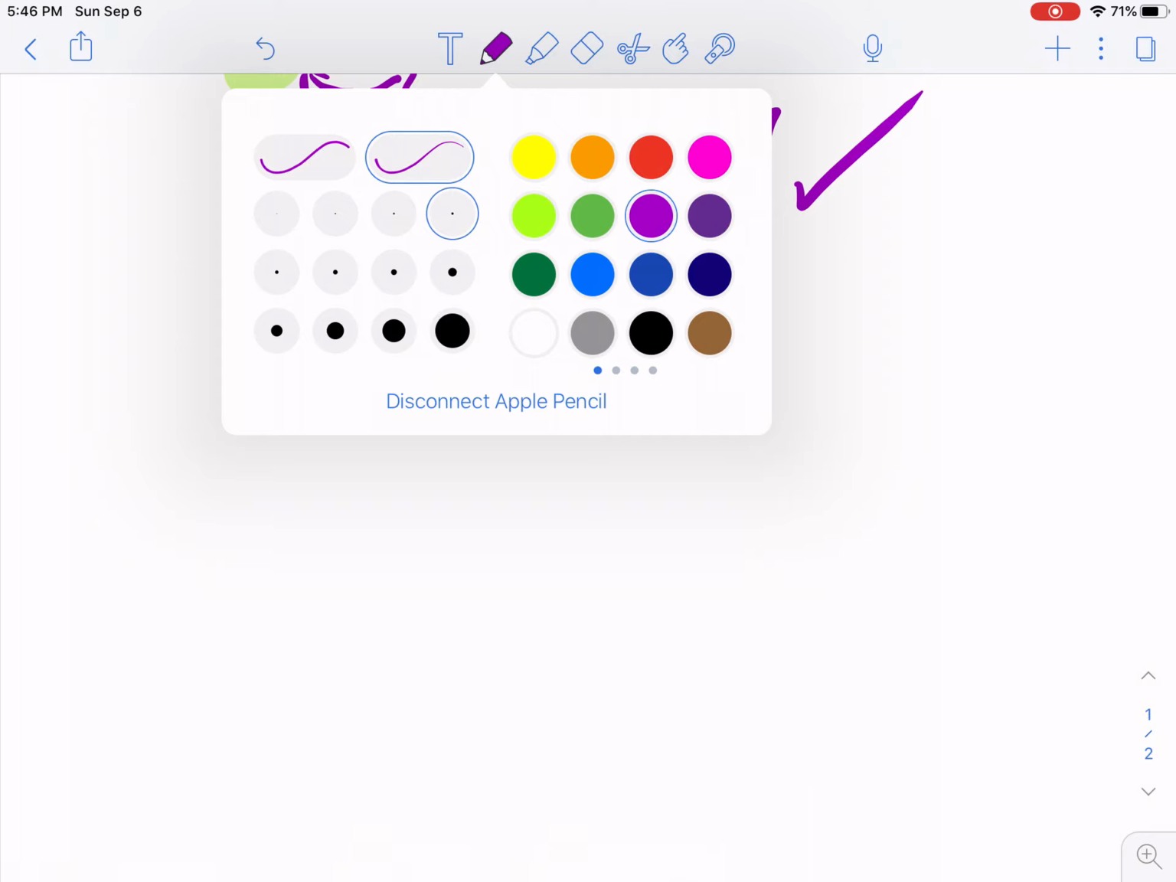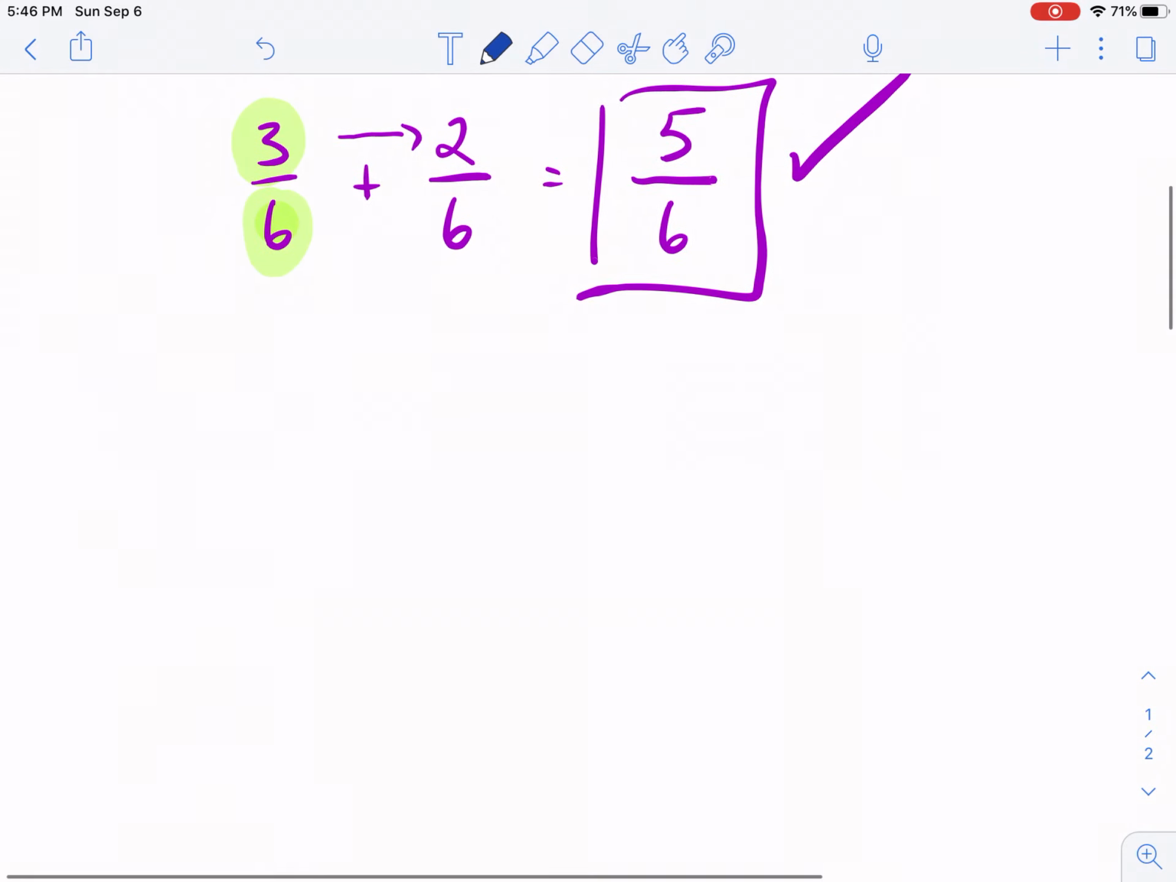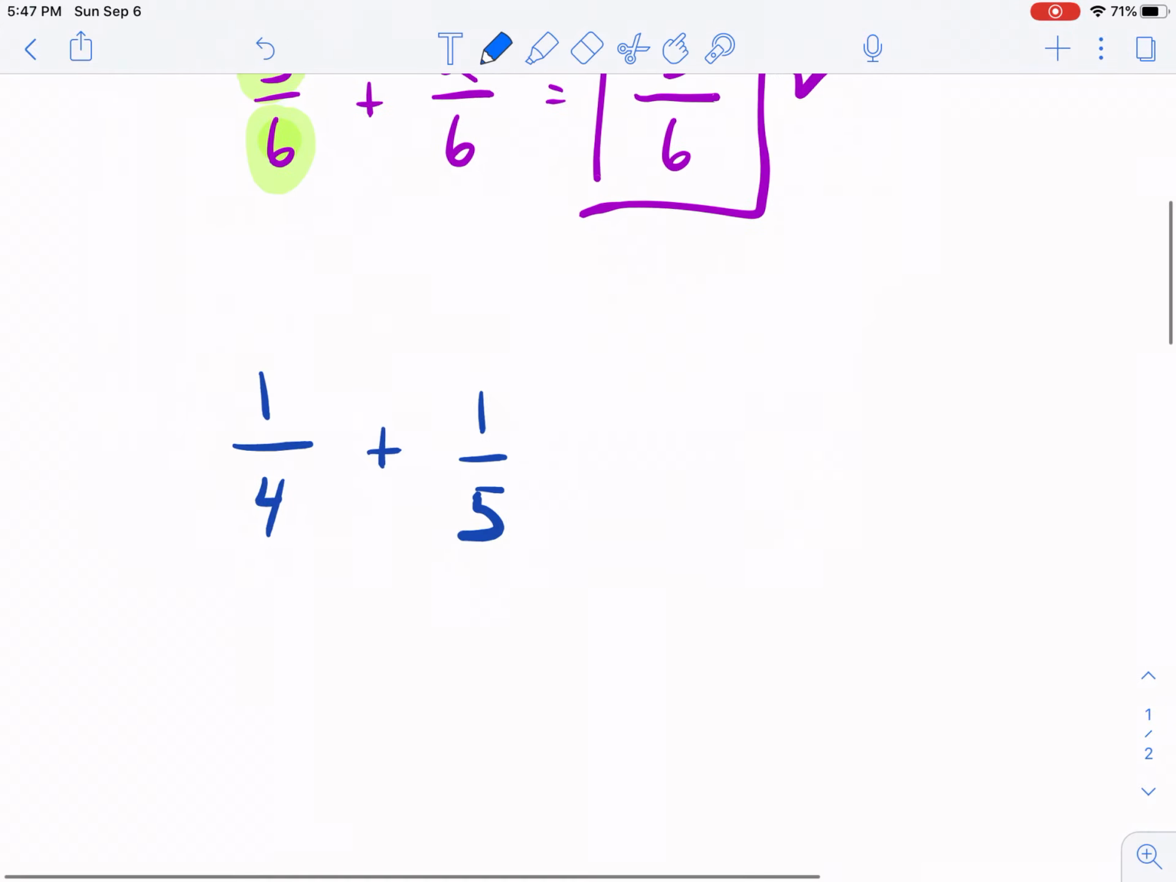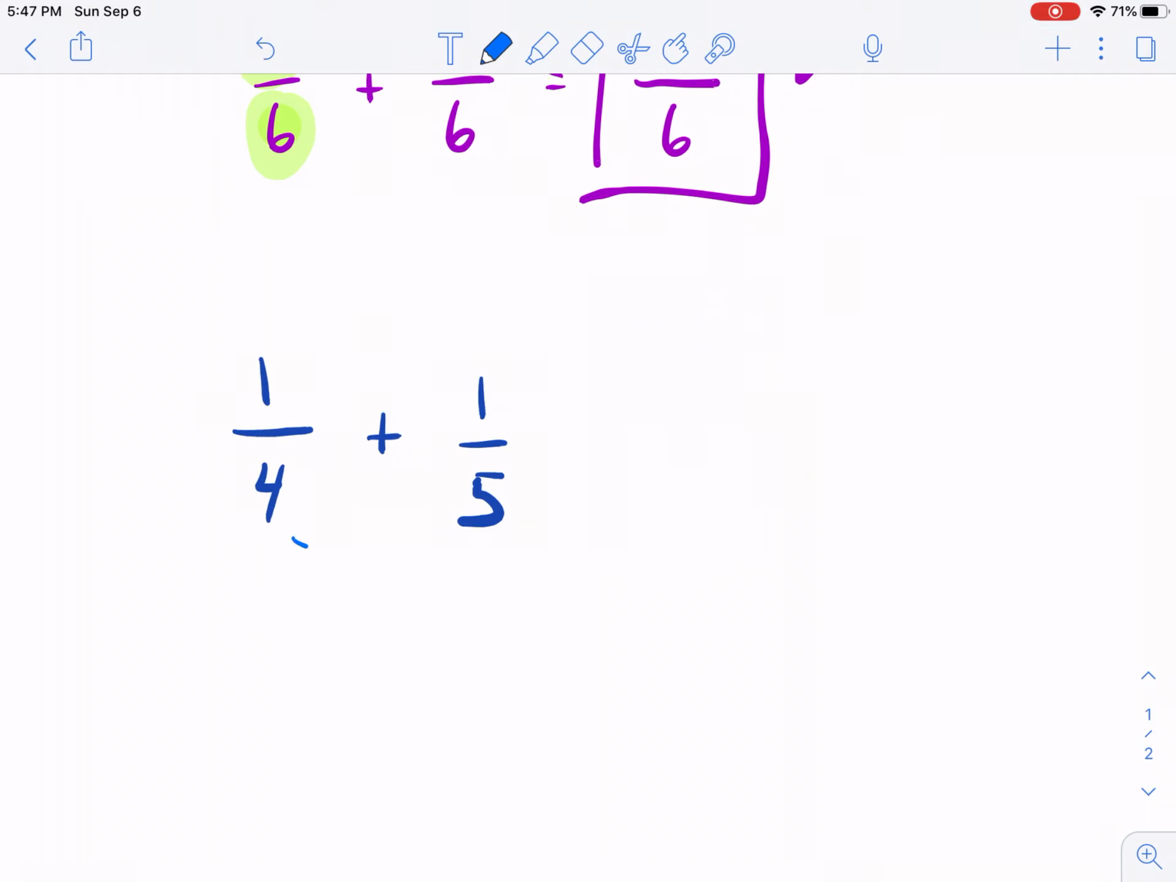All right, moving on. So, let's try one more. 1/4 plus 1/5. You know what? I don't think I can do this. It almost seems too difficult. Wait, I know what to do. We're going to find a common denominator. How? We're going to multiply the denominators by each other. What's 4 times 5? What's that? Yes, 20. Nice.